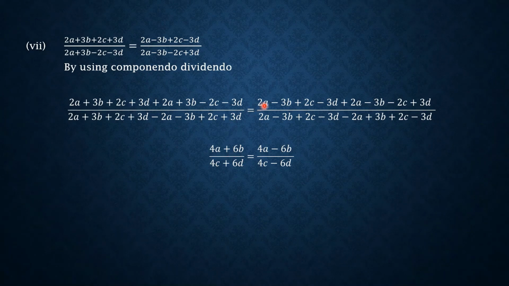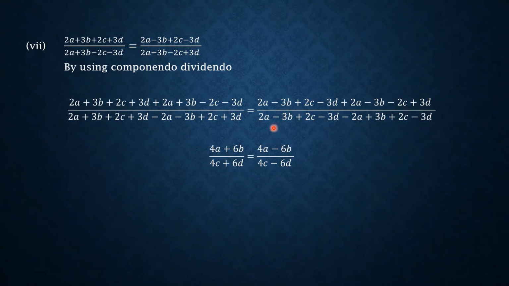Now come to the right side. Here we have 2a plus 2a in the numerator, which equals 4a, minus 3b and minus 3b, same sign, again we have minus 6b, and 2c minus 2c will be cancelled, and minus 3d will be cancelled by plus 3d.